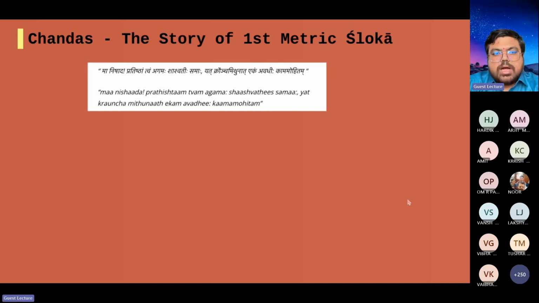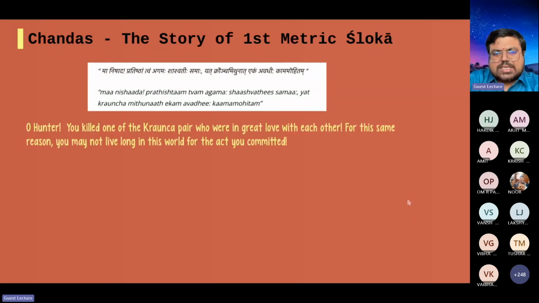He says, Ma nishada pratishtham tvam agamah shashwatih samah yat krauncha mithunat ekam avadhih kama mohitam. He doesn't know what he utters until he has uttered it. He automatically utters because from his heart a feeling pushed forth into a particular metrical form. The literal translation means, O hunter, you killed one of the Krauncha pair who were in great love with each other. For this act you have committed, you may not live long in this world.